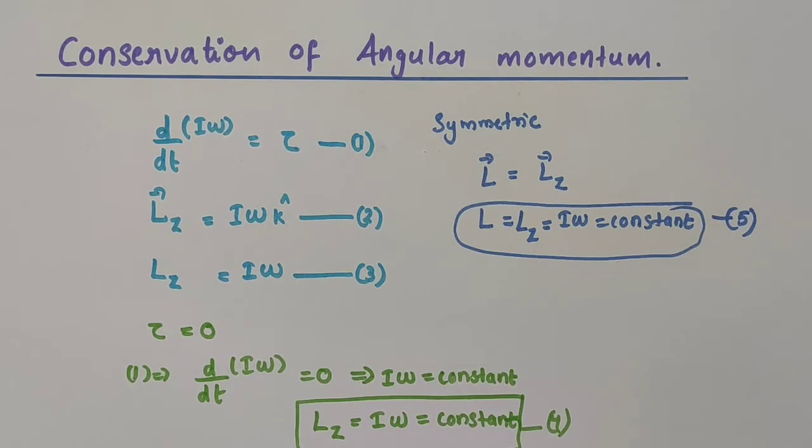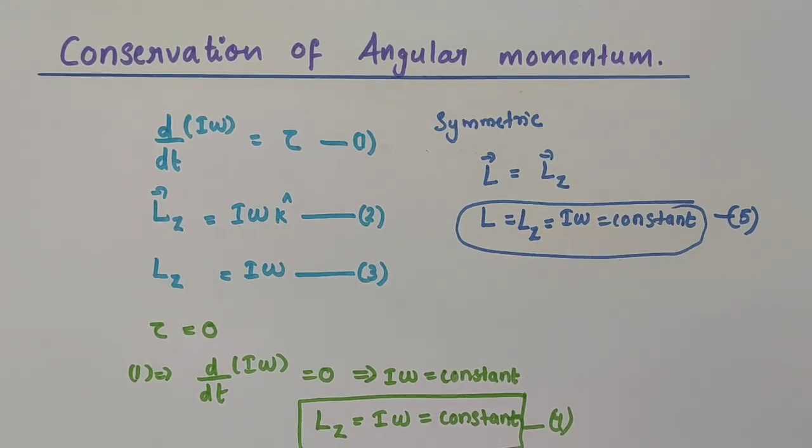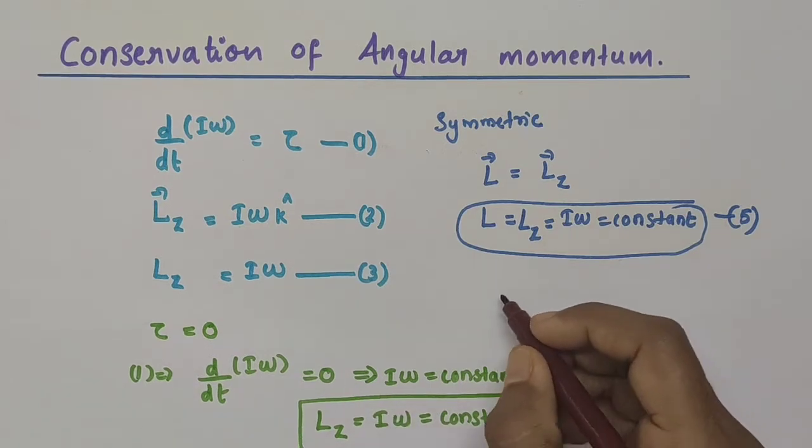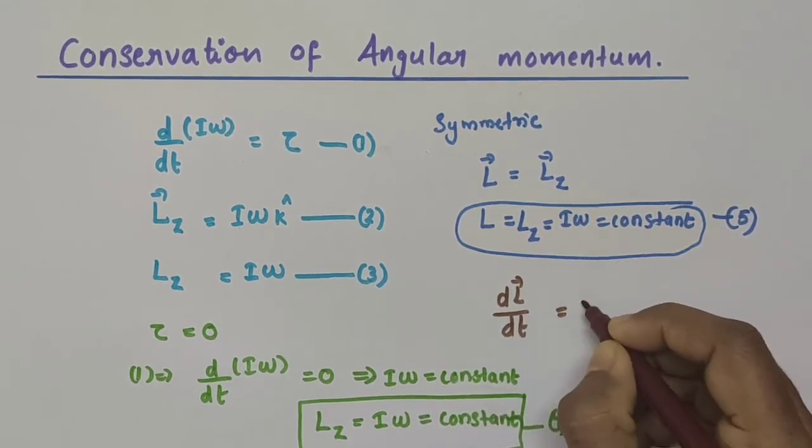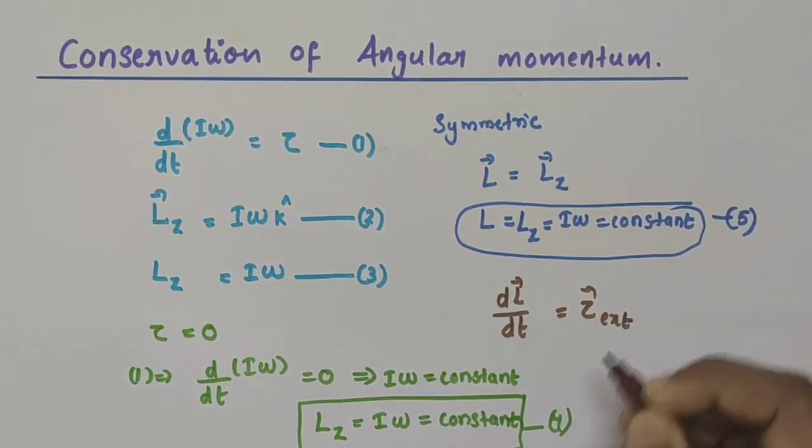We have already discussed a general law of conservation of angular momentum of a system of particles in our previous video. I will provide the link in the description box. If you want, you can watch that. See, there we got one such expression, that is d vector L divided by dt is equal to vector tau external.